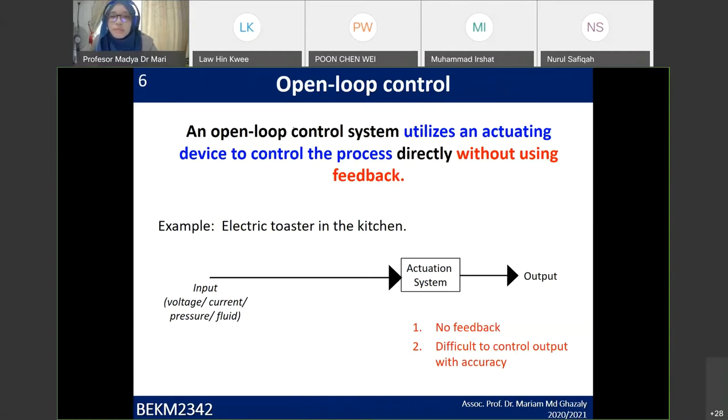Okay, so an open loop control system utilizes an actuating device to control the process directly without using feedback. So this is what I explained in the beginning just now. So an example is electric.